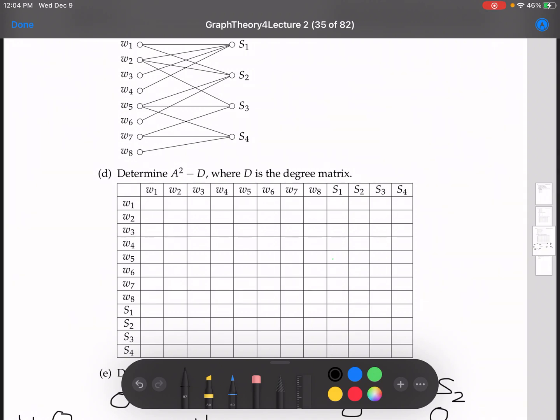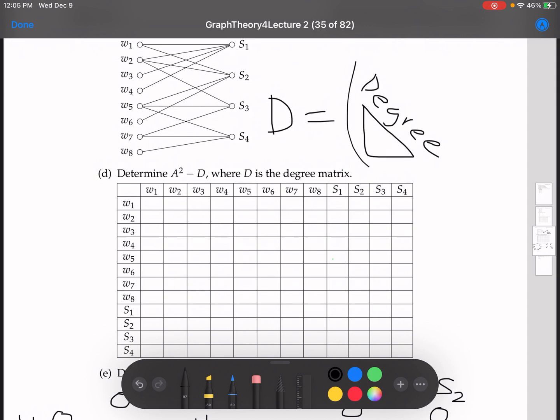Continuing our example, we are now going to fill out the entries in the matrix A squared minus D, where D is the degree matrix. Now the degree matrix is the matrix consisting of the degree of each of the vertices. So you have degree down the diagonal and 0 everywhere else.